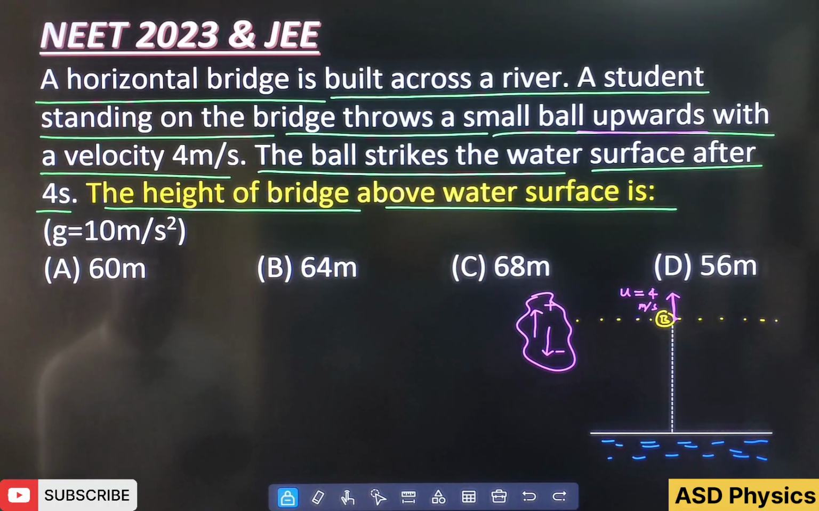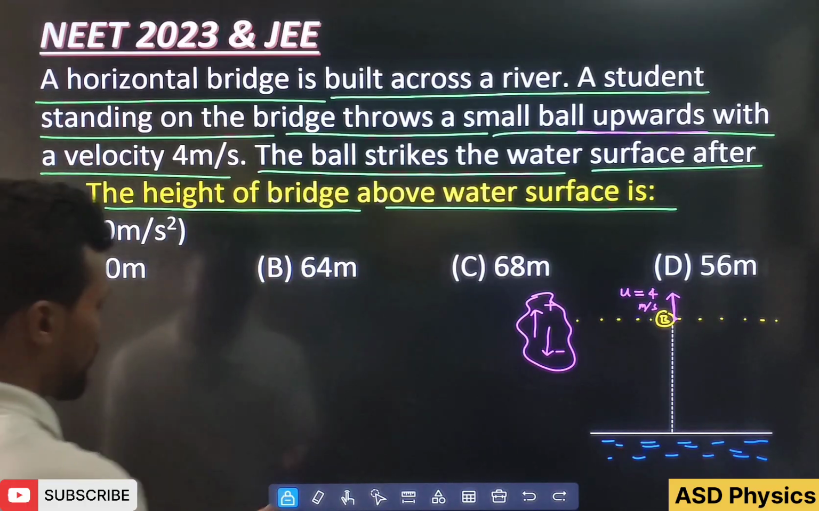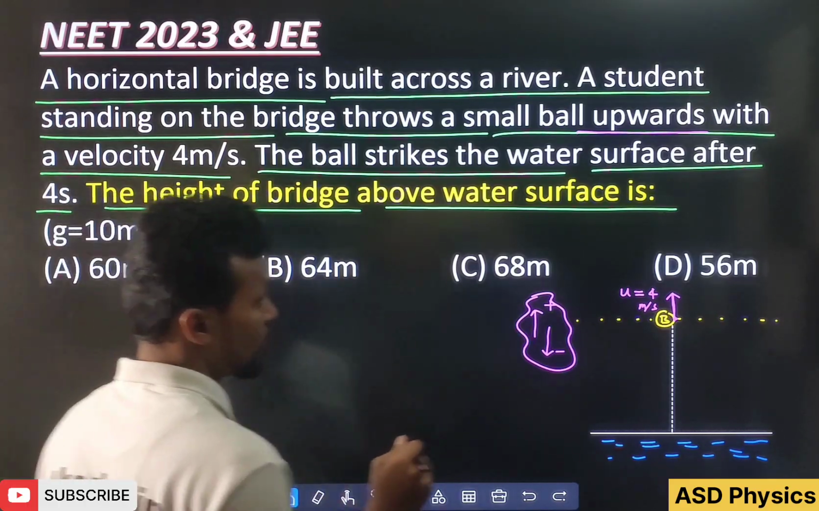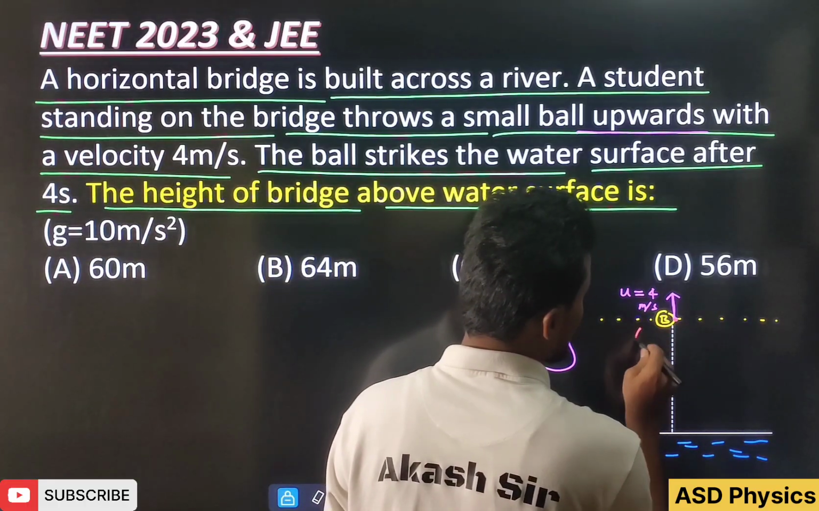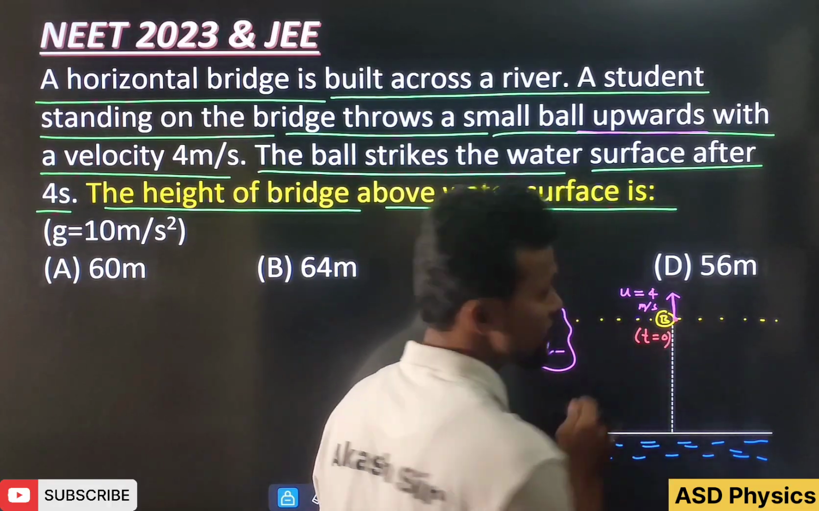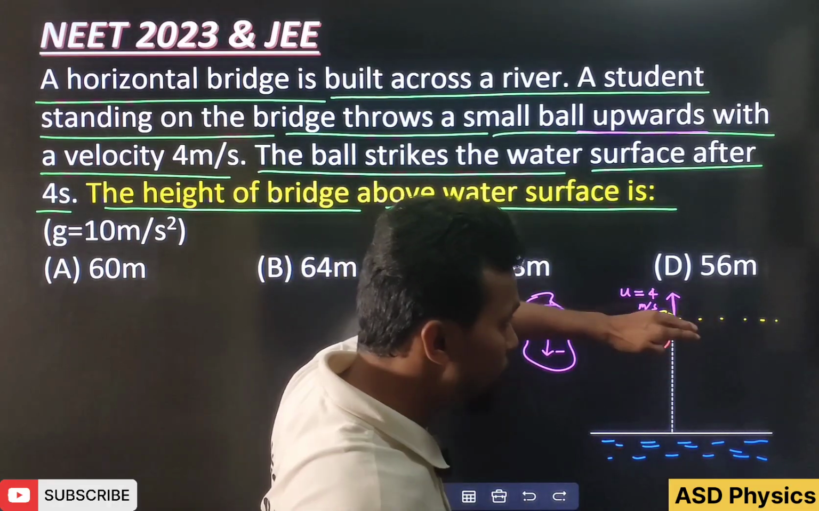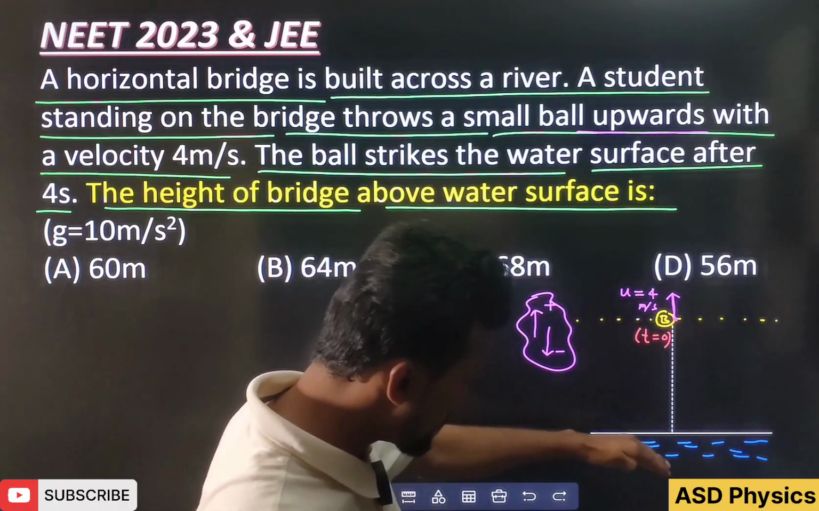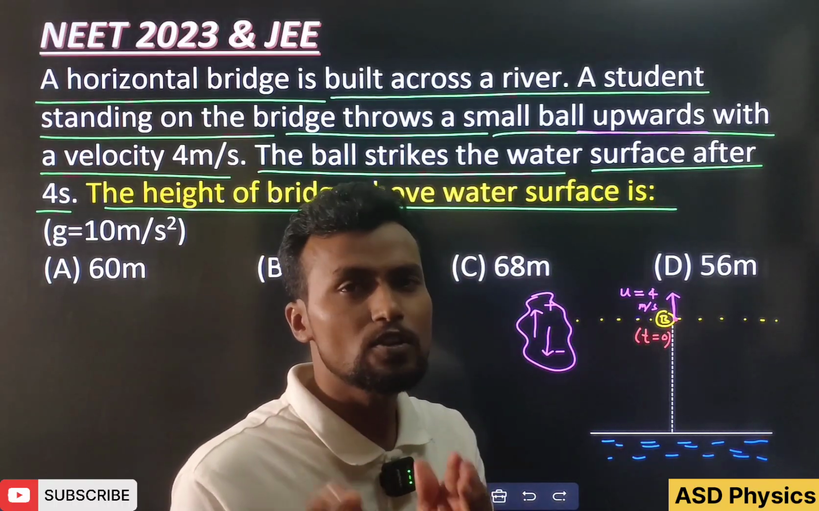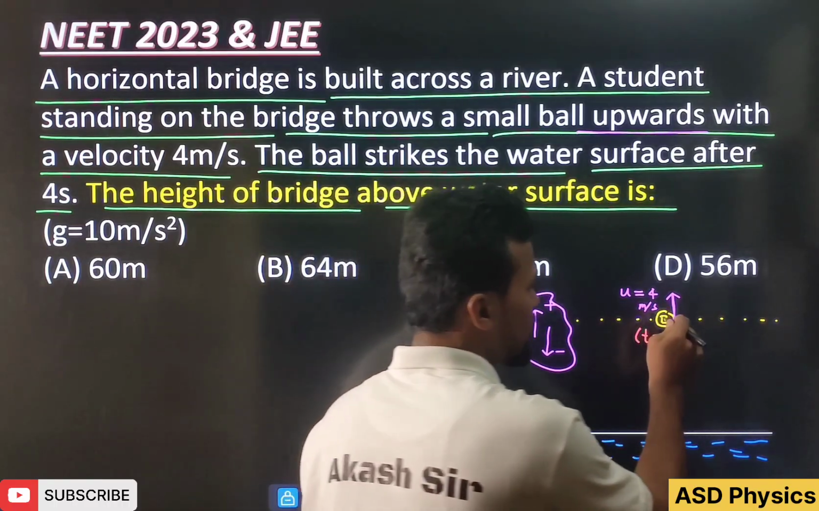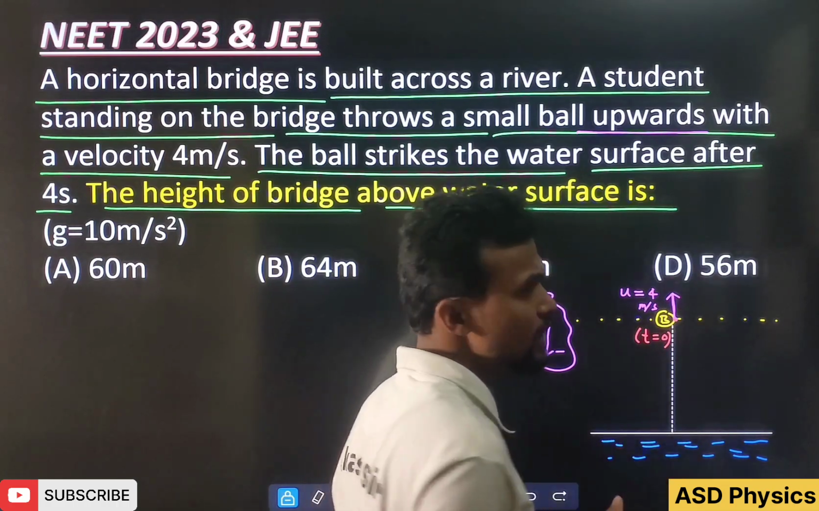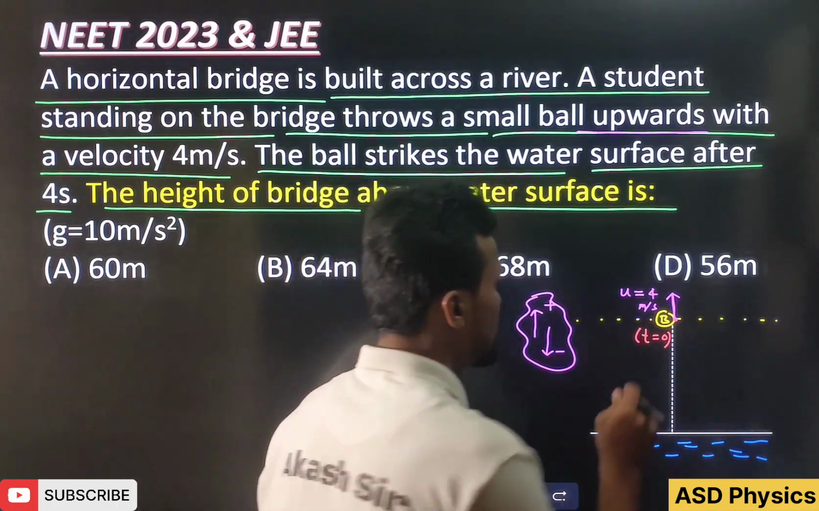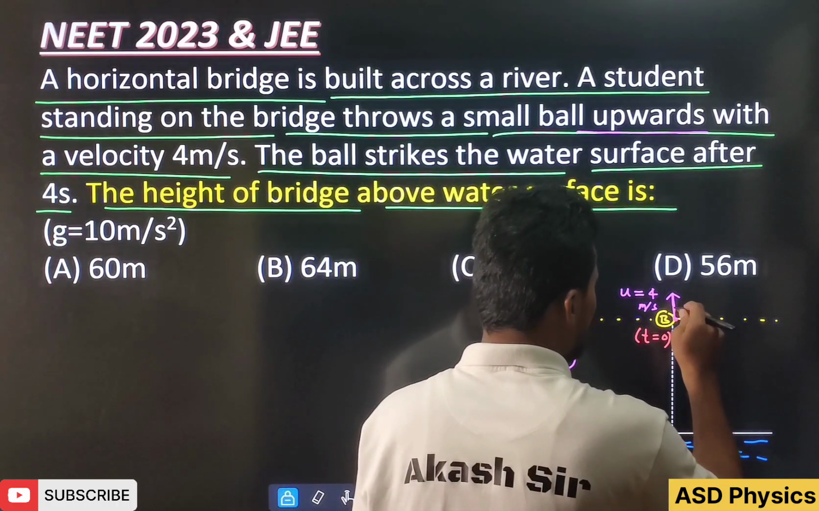After that the ball strikes the water surface after 4 seconds. Let's take the time when the student has thrown the ball as t equal to 0. The ball will go up, and then following the same path it will come down. But when we are drawing the representation, we will not draw the same up and down path, because the diagram will become very complex.